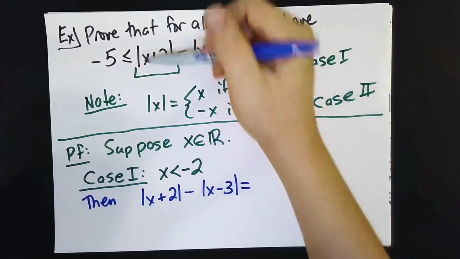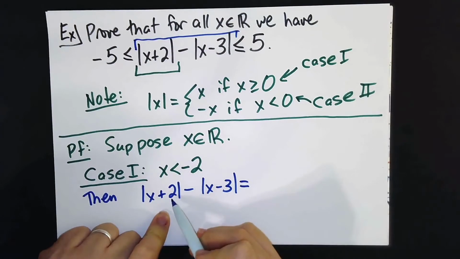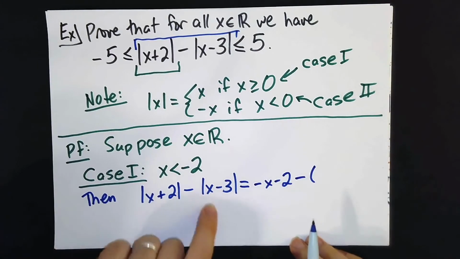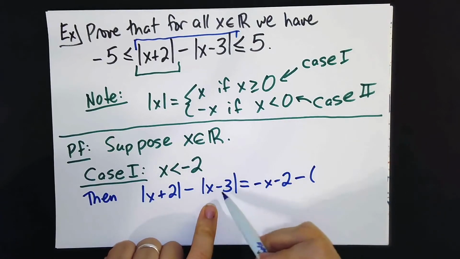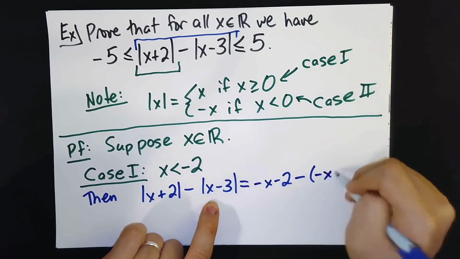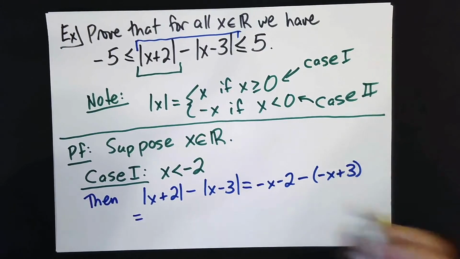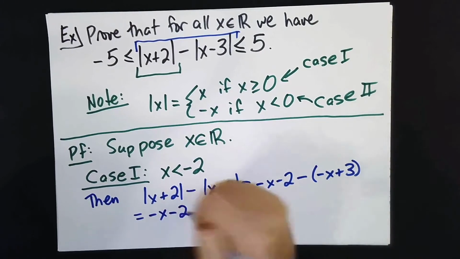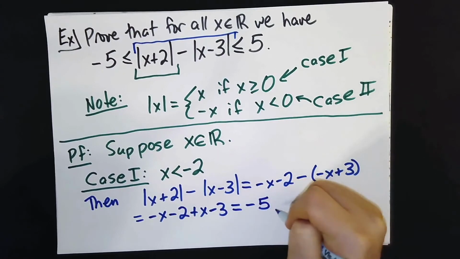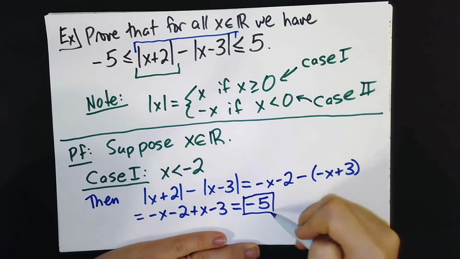That is, I'm just looking here at the middle part of this inequality. And since x is less than minus 2, x plus 2 is negative, and so this is minus x minus 2. And since x is less than minus 2, x minus 3 is even more negative, so the absolute value of x minus 3 is minus x plus 3. And so if I do that out, then this works out to be minus x minus 2 plus x minus 3, which is minus 5.